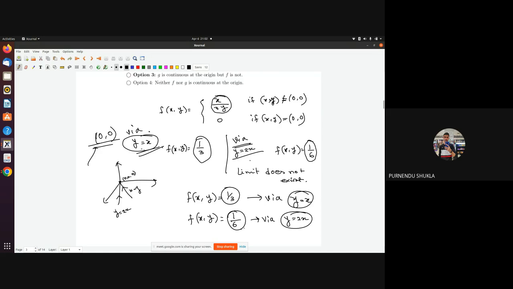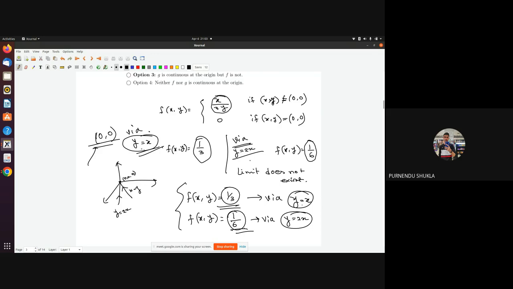Here there is no left hand or right hand limit. So the point is, by two different paths, our limiting values are different. But if the limit exists, then via all paths the limiting value should be fixed, should be unique, which is not happening here. So the limit does not exist. Clear? Yes, sir, it's clear.